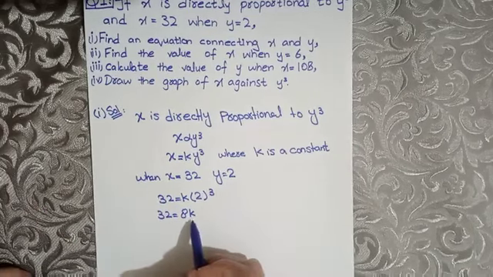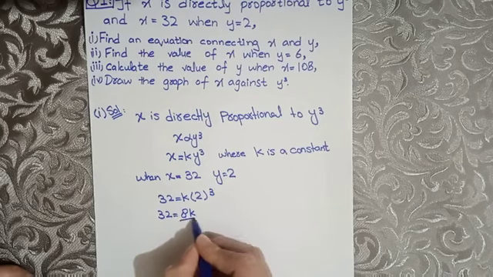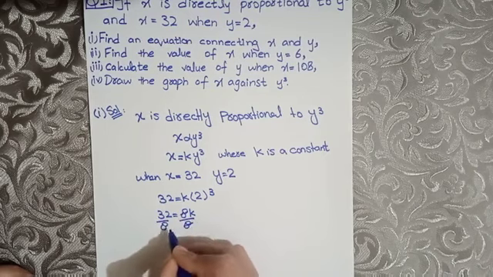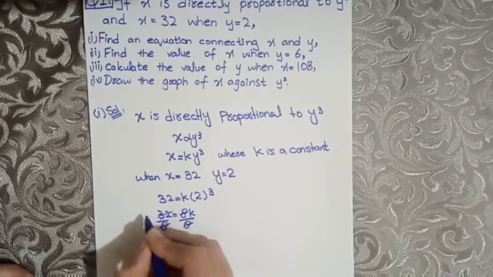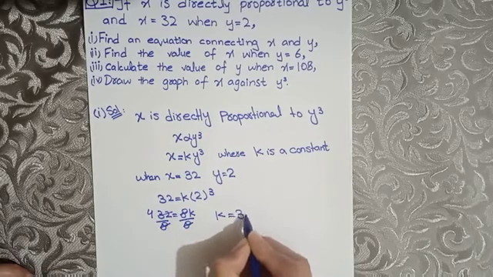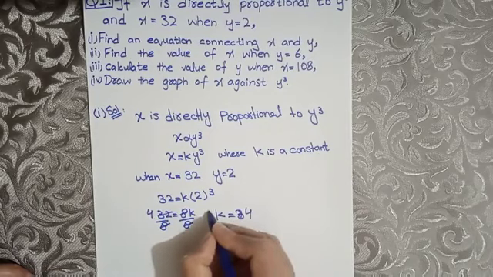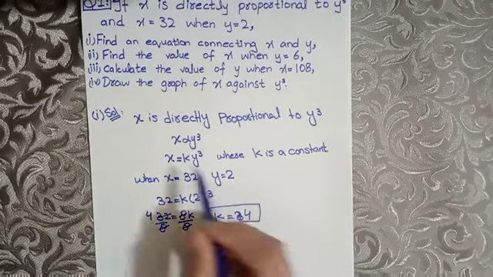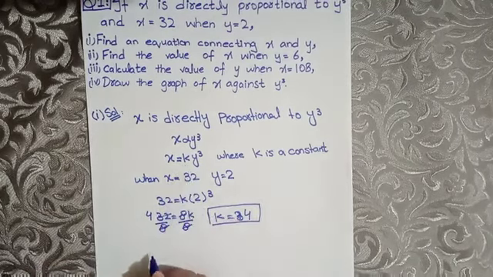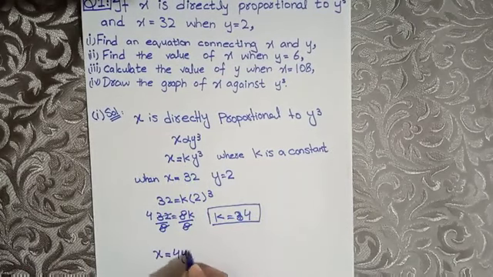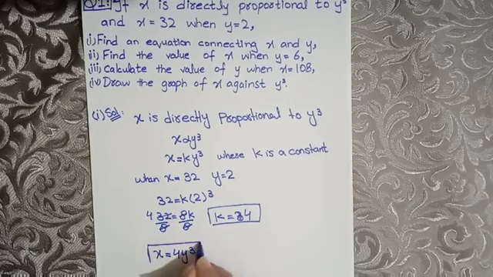Find the value of k. We have to divide 8 on both sides. 8 cancels out. 8 4s are 32. K is equal to 4. Putting the value of k in that equation, x is equal to k y cube, so x is equal to 4y cube.